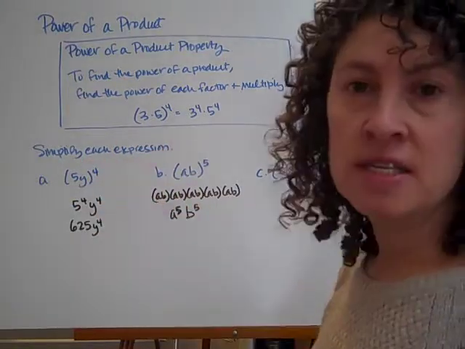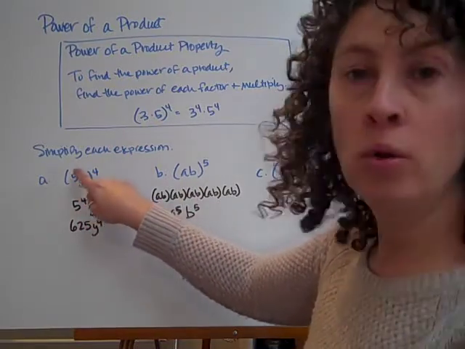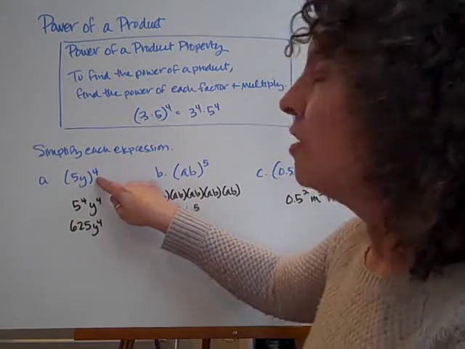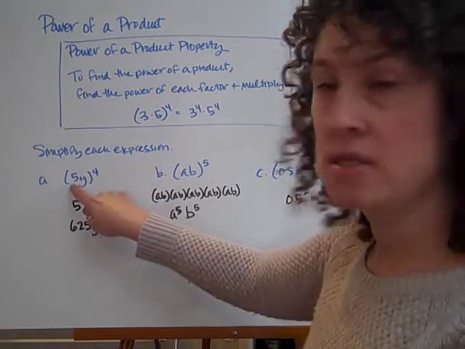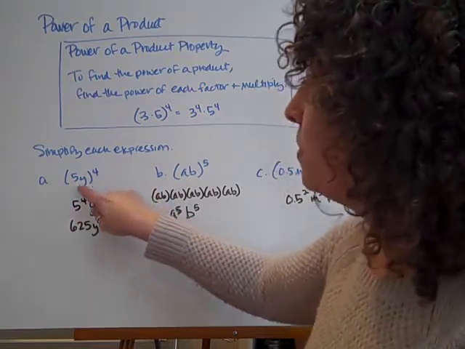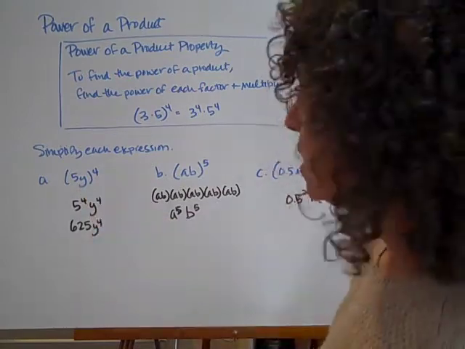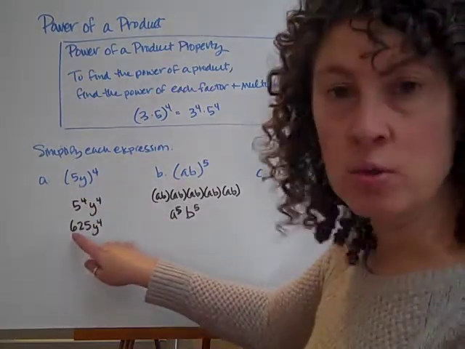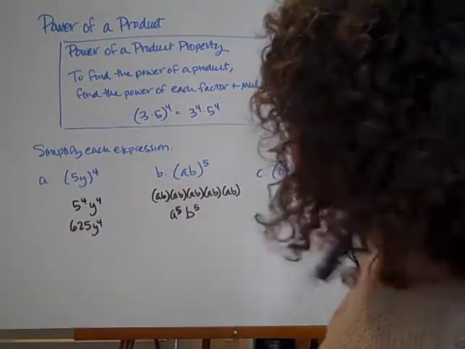So let's take this and simplify each of these expressions. I have 5y, and that whole expression is to the 4th power. So I'm going to apply my 4th power to the base of 5, the factor of 5, so I have 5 to the 4th power. I'm going to apply my exponent to this base of y, so I have y to the 4th power, and 5 to the 4th power is 625. So I end up with 625y to the 4th power.